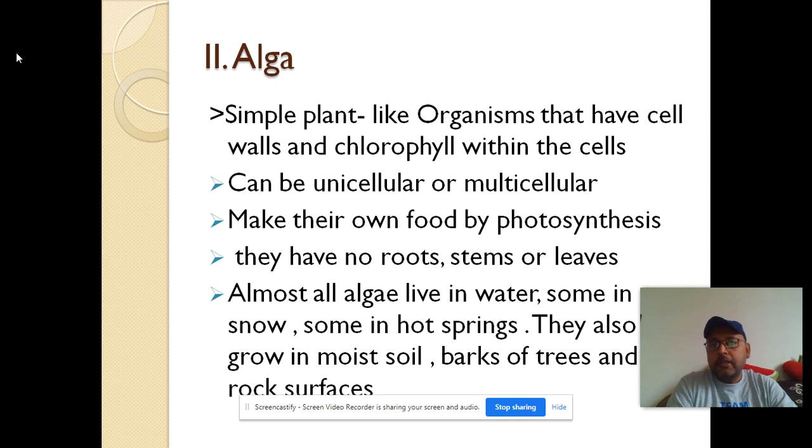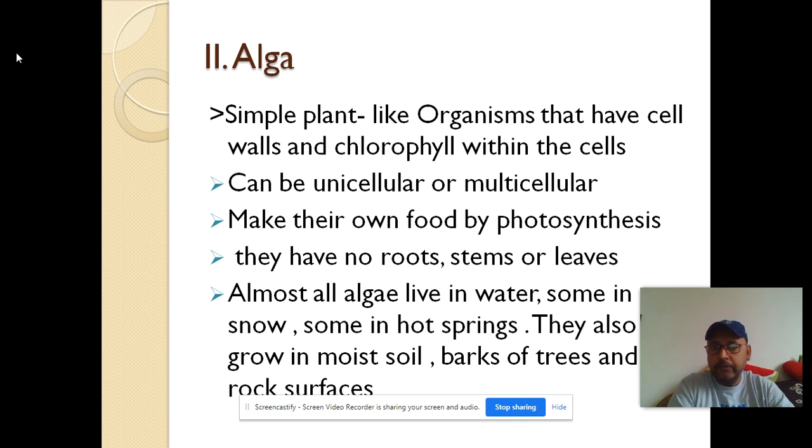Algae are simple plant-like organisms that have cell walls and chlorophyll within the cells. They have cell walls, which we are going to discuss in chapter 8, Cell. Chlorophyll, you are all familiar with. What is the use of chlorophyll? Here they can be unicellular or multicellular. They are not restricted to being unicellular like bacteria.